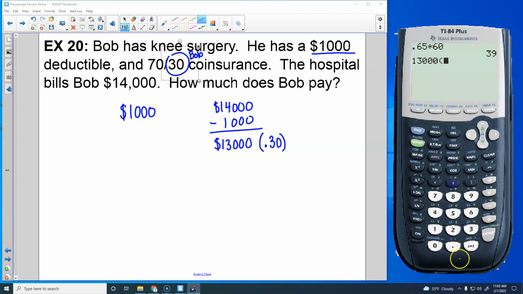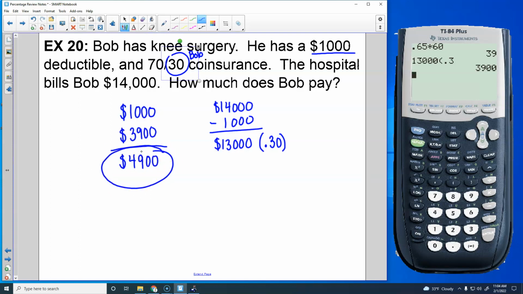13,000 times 30. We got 3,900. So he already had to pay $1,000. He's got to pay another 3,900. This knee is going to cost him $4,900. There. Insurance paid the rest of it. And like I said, it can vary wildly depending on what kind of insurance you have, what you'll be charged. Pretty good. I mean, reasonable.